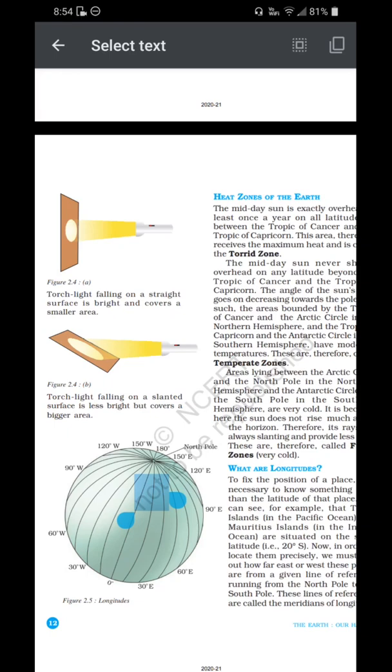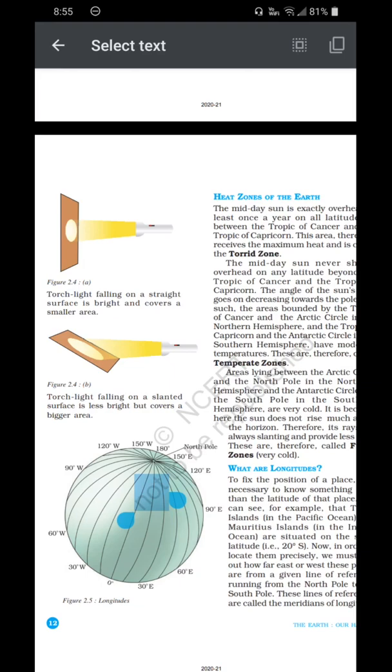0 degrees, 30 degrees west, 60 degrees west, 90 degrees west, 120 degrees west, 150 degrees west, 180 degrees, north pole, 150 degrees east, 120 degrees east, 90 degrees east, 60 degrees east, 30 degrees east.